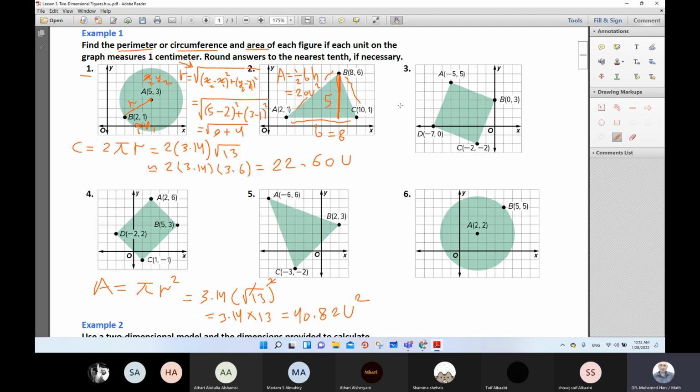Then when you want to find the area, if this figure has all sides congruent, it means you have a square. So the area of the square will be S squared. Take the side, then square the side, and you will get the area of the square. And if you have a rectangle like this, the area of the rectangle will be A equals length times width. This is width and this is length.